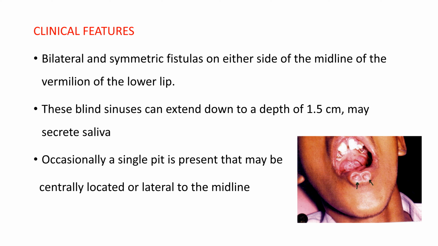Clinical features of congenital lip pit. What do you see clinically in a patient with lip pit? There is a presence of bilateral and symmetric fistulas on either side of the midline of the vermilion border of the lip. You see in the picture an arrow mark that shows the lip pit present bilaterally and symmetrically. These blind sinuses can extend down to a depth of 1.5 centimeter and may secrete saliva. Some salivary secretions are also seen in these sinuses.